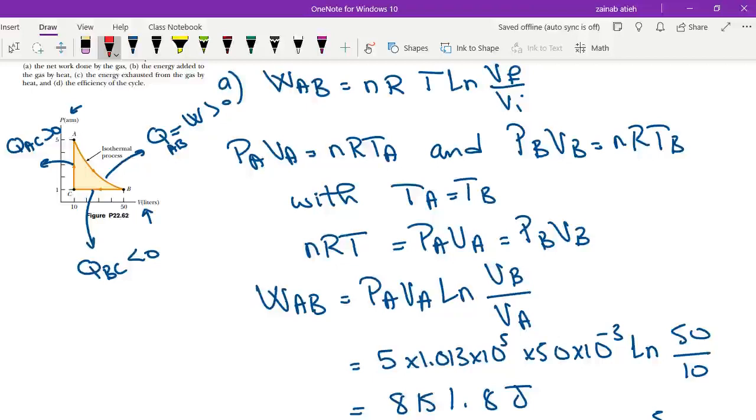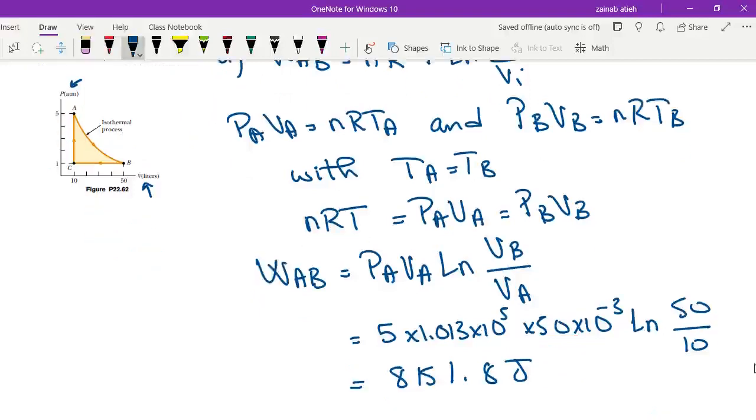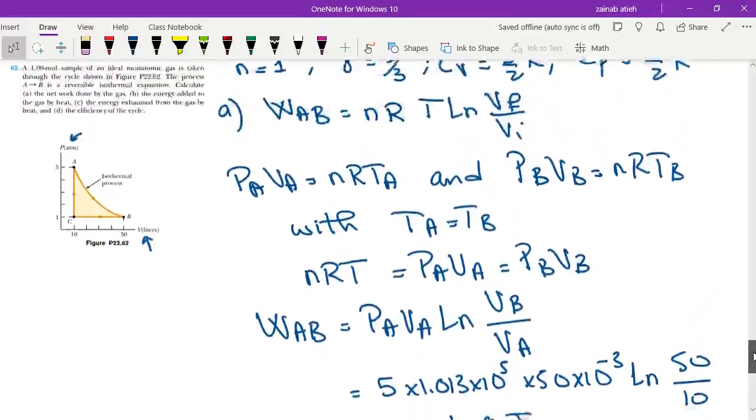This will give me 8151.8 joule. I just want to add something. I was looking at the problem and I realized that I placed 50 here instead of 10. The volume of A is 10, but the answer is correct, I calculated it depending on 10. Okay, now we found AB. Let's move now to BC.